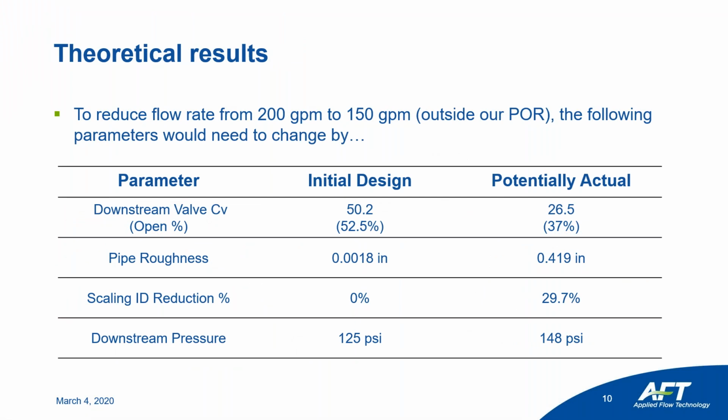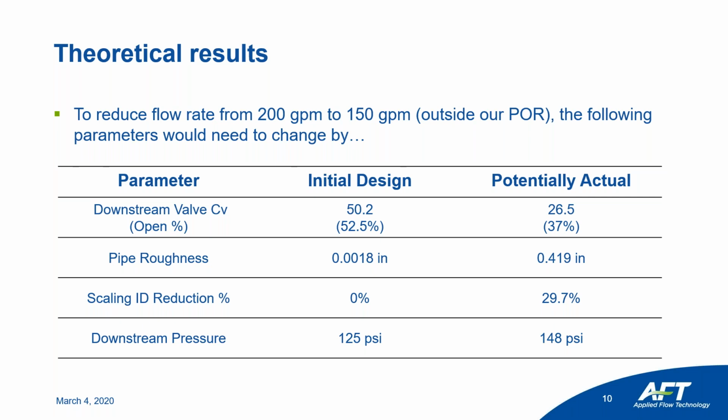So if we looked at our downstream valve CV, we can see that it closed down to 37%. This is pretty reasonable, I would think. Pipe roughness increased almost 400%, or potentially 200%, we'll see. But this does not seem like a very reasonable option of why we would be seeing this deviation in BEP. Our scaling is a bit more significant also at 29.7%, and then our downstream pressure could also vary. So these are the kind of things that you want to be considering.